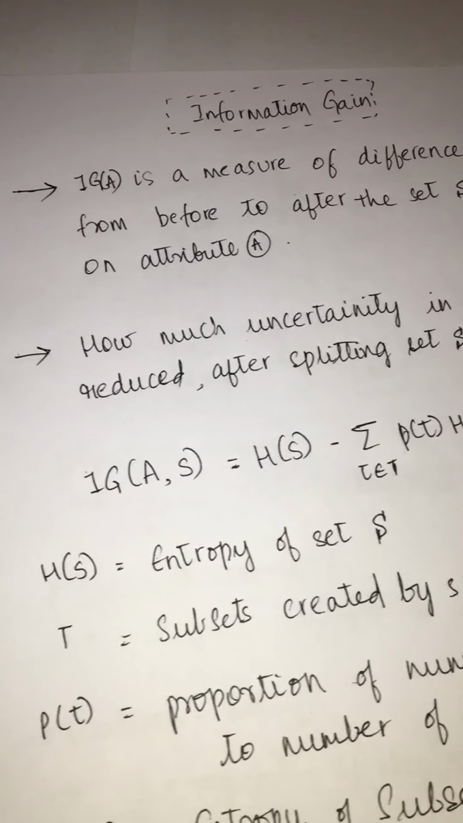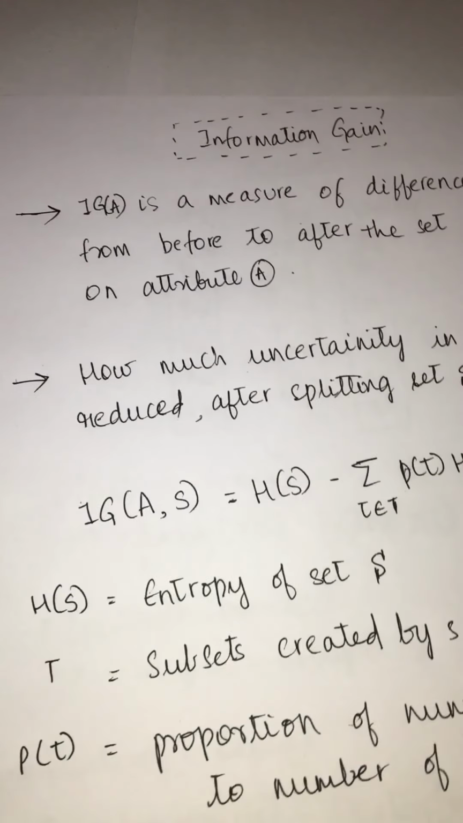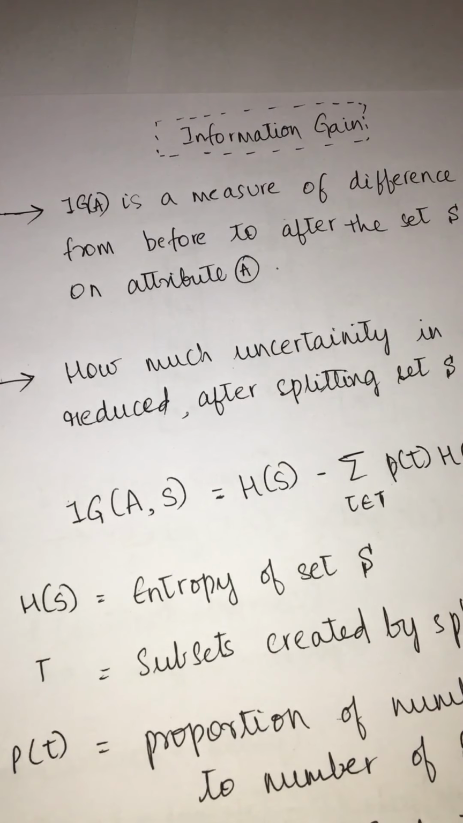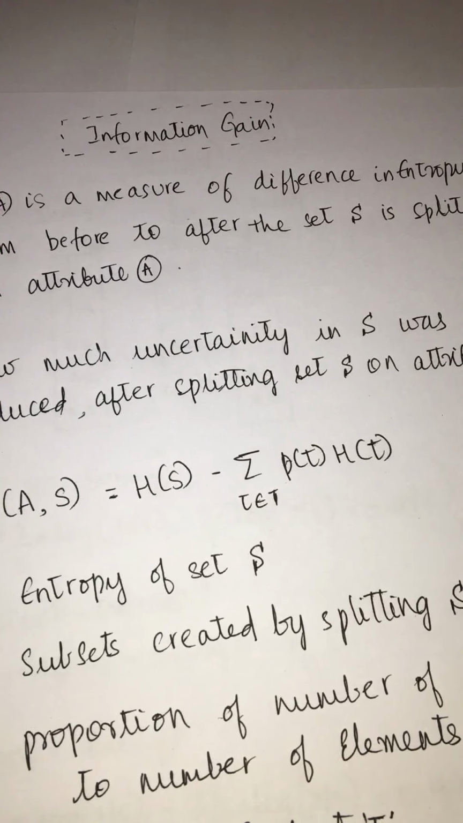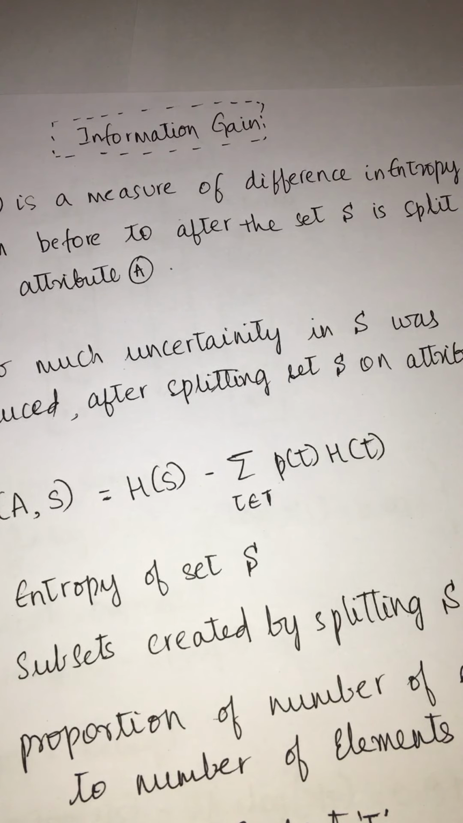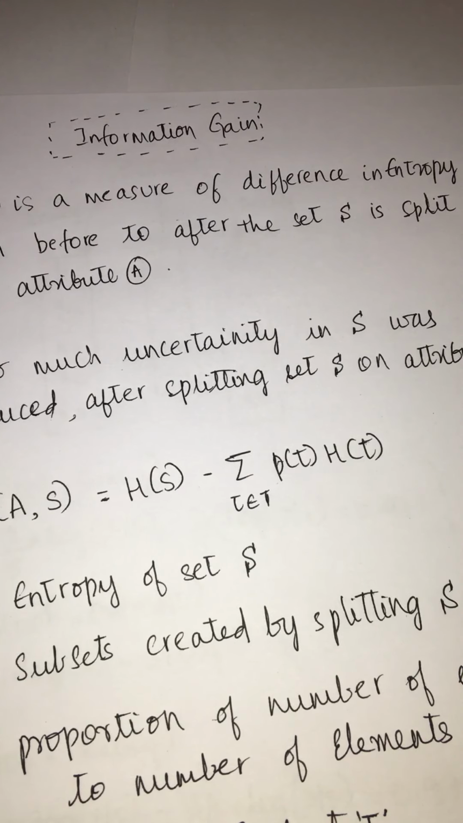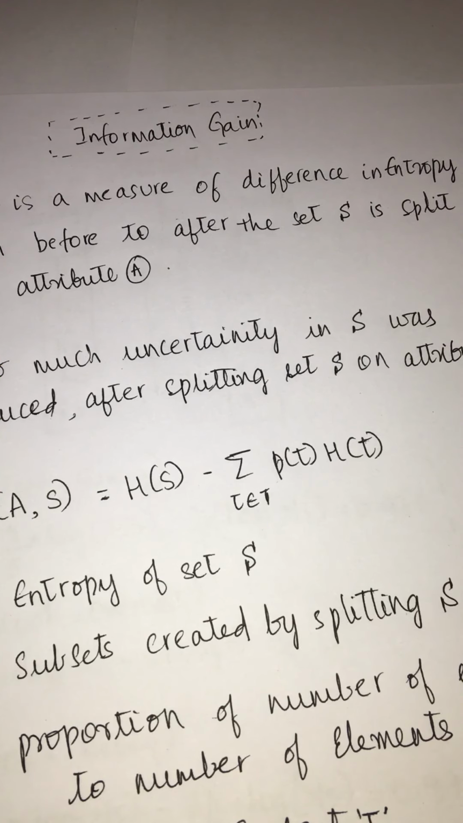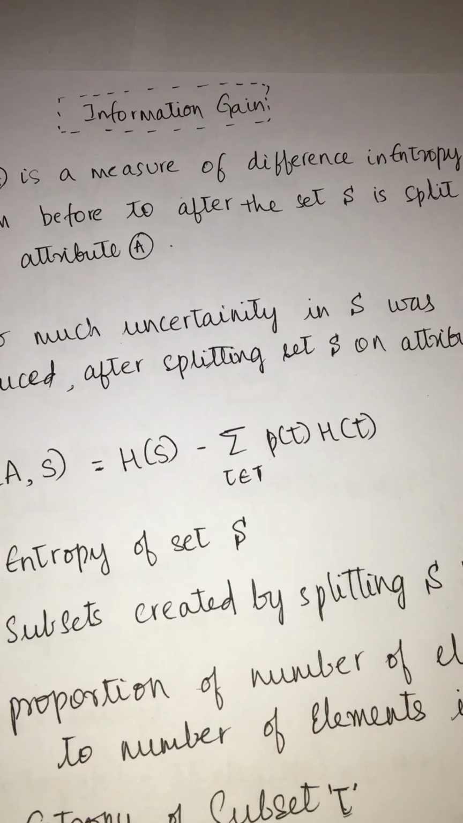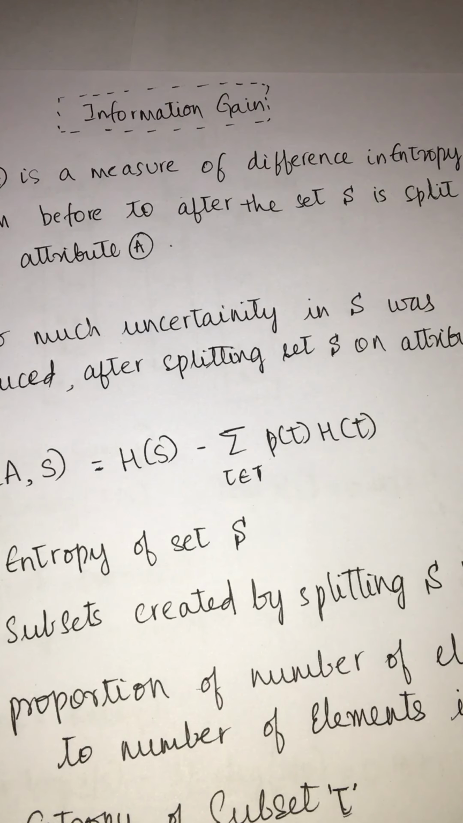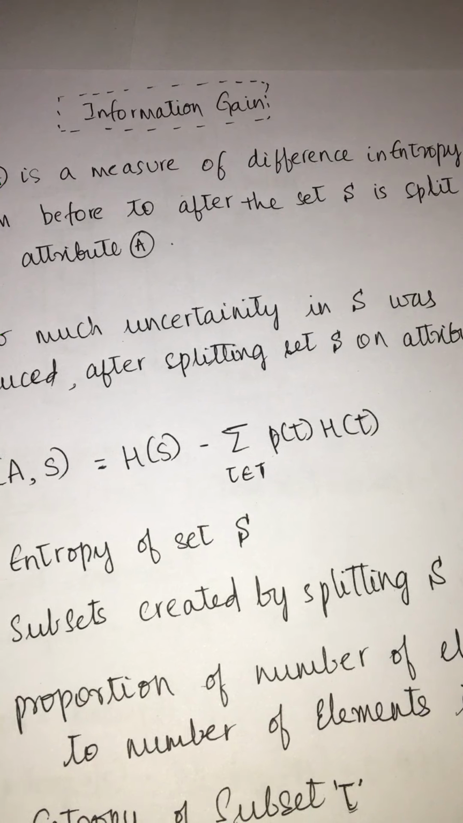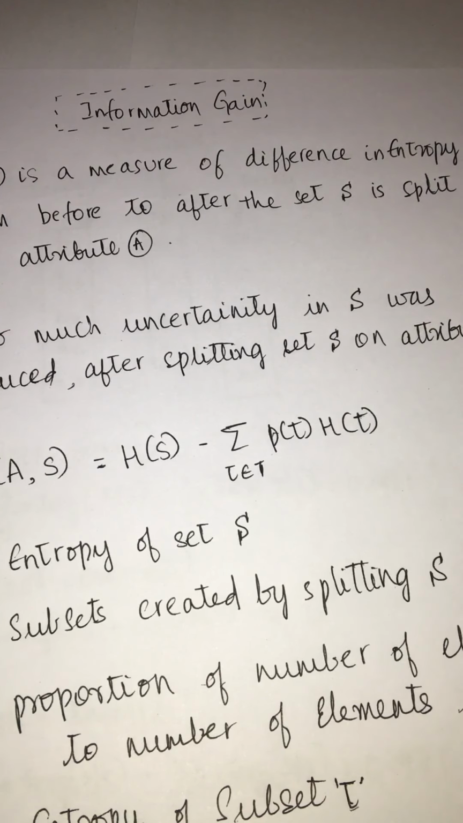Now coming to the mathematical formula for information gain, now that you know the definition, it's your entropy before minus your entropy after, right? This is your information gain. H of S is your entropy before, right? And the other part of the formula, the summation of P of T into H of T, is your entropy after you split on that particular attribute, right?